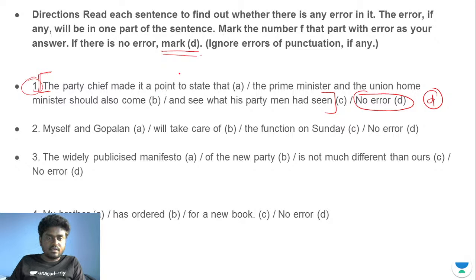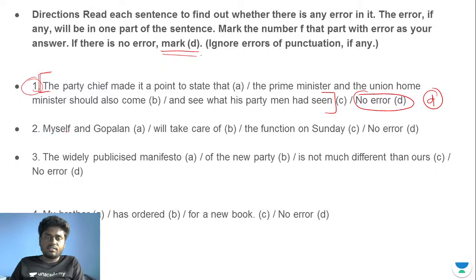If you go for the second thing, that is, myself and Gopalan will take care of the function on Sunday. So if you try to see this second statement, go for it. If I really want to start a sentence here, it starts with myself and Gopalan. So the proper way of starting the sentence is to make the subject come first.